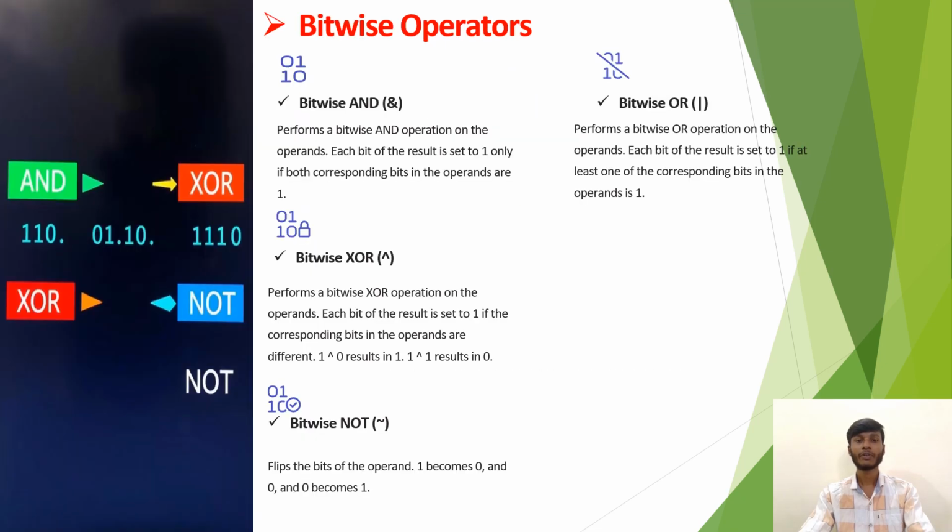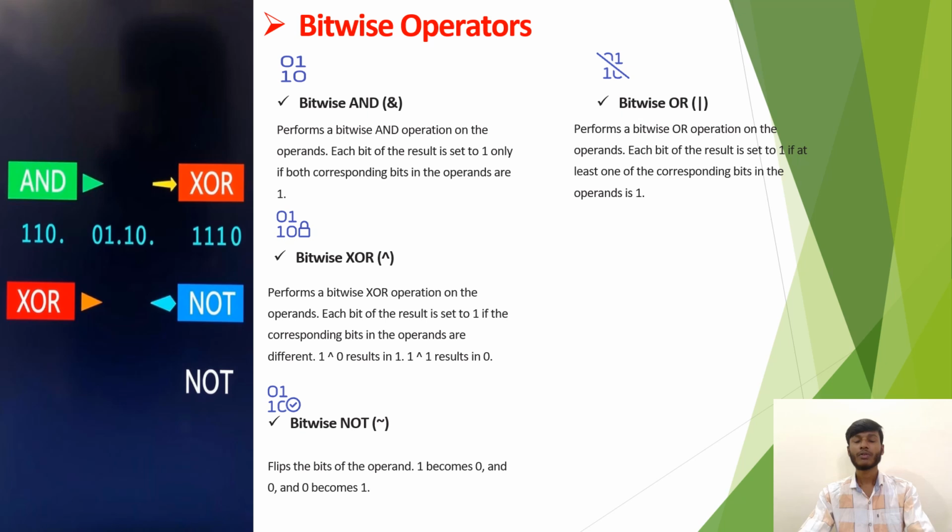Bitwise operations. Bitwise AND performs a bitwise AND operation on the operands. Each bit of the result is set to 1 only if both corresponding bits in the operands are 1. Bitwise XOR performs a bitwise XOR operation on the operands. Each bit of the result is set to 1 if the corresponding bits in the operands are different. Bitwise NOT flips the bits of the operand: 1 becomes 0 and 0 becomes 1.